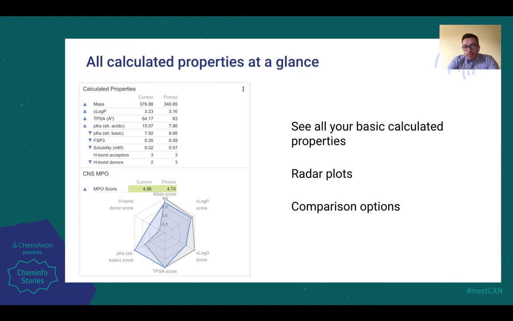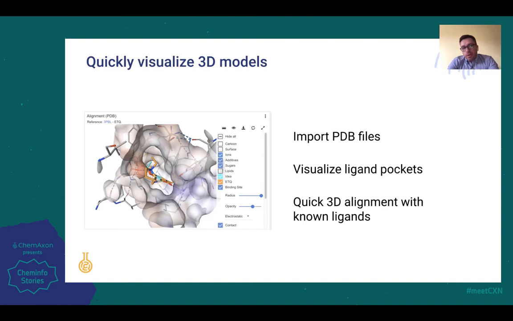As you've heard on the Design Hub introduction, it provides you essentially with all the possible calculated properties at a glance, so that you can see all the basic physicochemical properties, maybe some nice visualizations, radar plots, comparison options for different results, but also a quick and dirty visualization of 3D and how your design molecules fit into a certain ligand pocket.